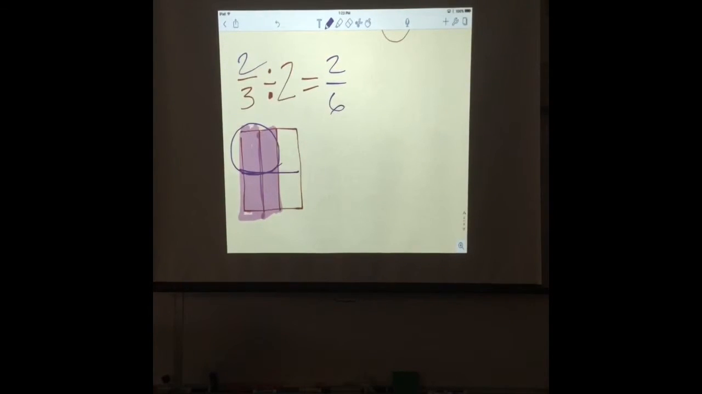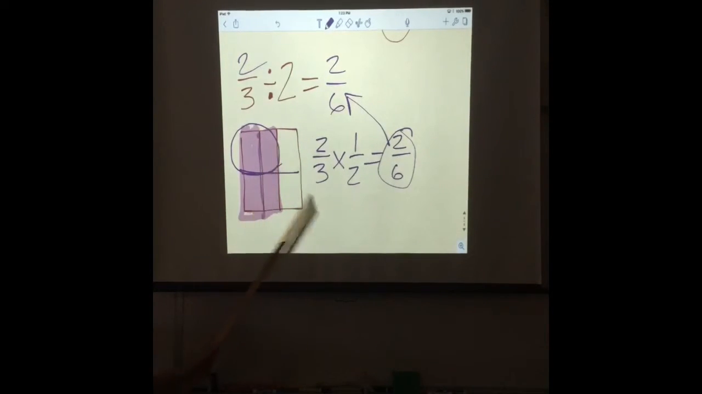Let's just check and see if we're right. Okay? So we have our 2/3. And I'm just going to go to the multiplication. And I'm going to put 1 over 2, right? So that's going to give me 2 over 6. Is that the same as our answer? Yes. So we got it right.